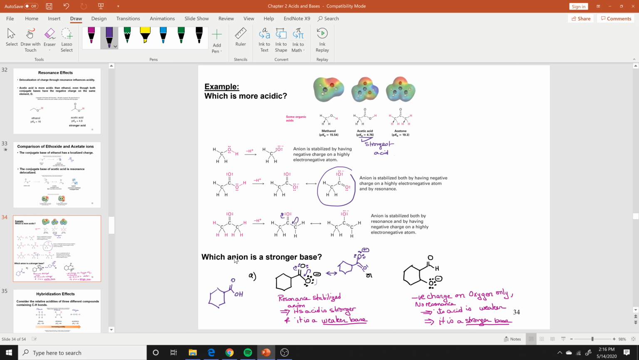Over here, the negative charge is only on the oxygen. There is no possibility for any resonance. So the conjugate base is not very stable. So its acid is weak. If the acid is weak, then the base is strong. So always refer it to the acid. See the strength of the acid. If the acid is strong, the base is weak. If the acid is weak, then the base is strong.